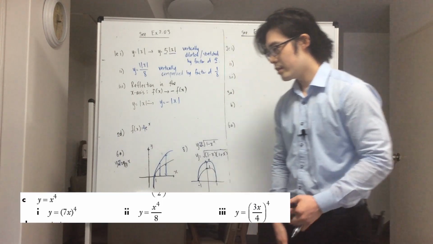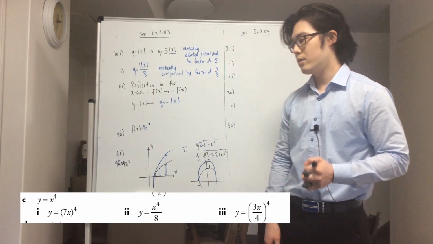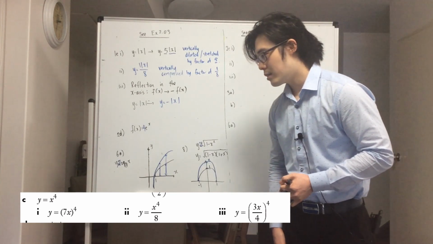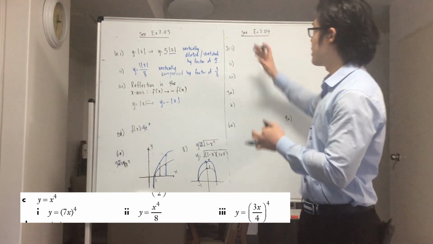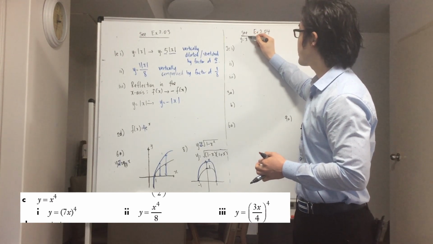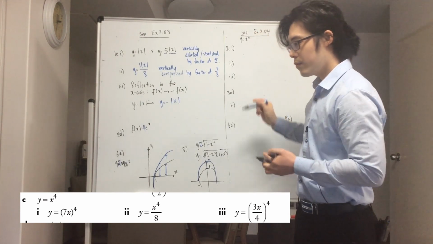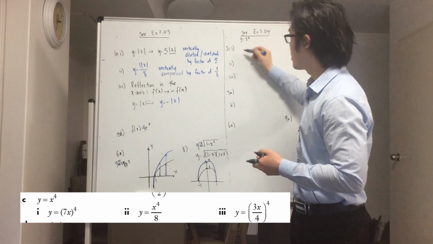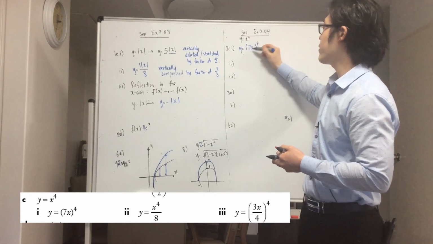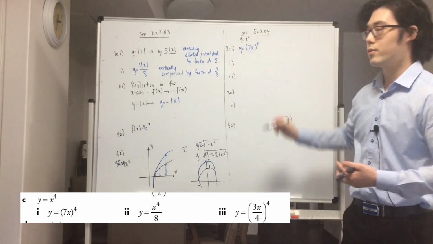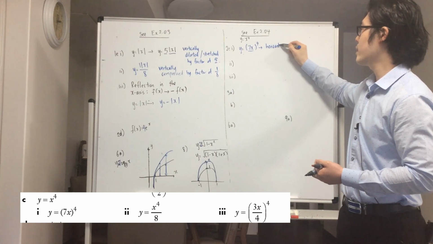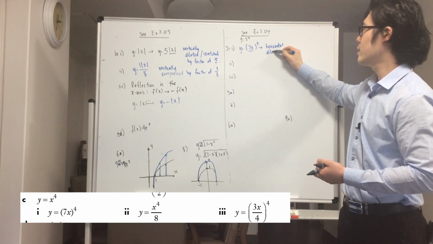Question 2. Describe whether the constant describes a horizontal or vertical dilation and state the scale factor. Question 2ci. So let's just write the original equation. We've got x to the power 4. For the first one, it says bracket 7x to the power 4. If everything is inside the bracket, as we learned from the previous side of the board, it's horizontal dilation. And that's all you need to say.